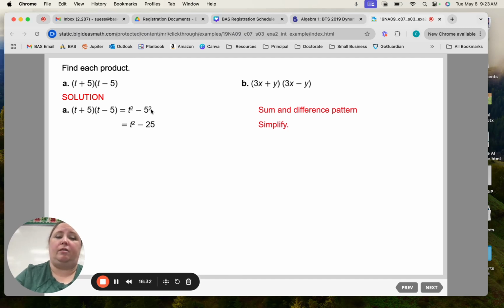And you can see here how they originally wrote it as 5 squared and then simplified. If you want to do that to help your brain, feel free. If you want to skip straight to the 25, that's fine too. The biggest thing to remember is it's a negative. Don't forget that part.